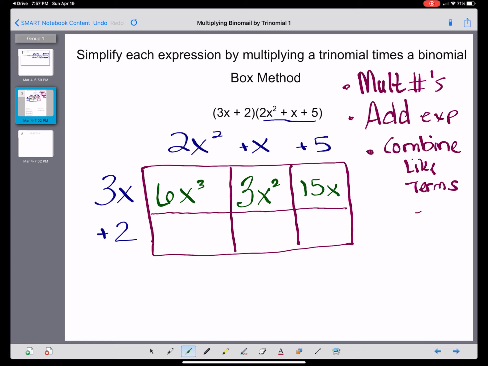Okay, now let's move down to this 2. 2 times 2x squared. Well, 2 times 2 is 4. And then we have this x squared. 2 times x. Well, what's 2 times x? 2x. Oops, let's get rid of that.